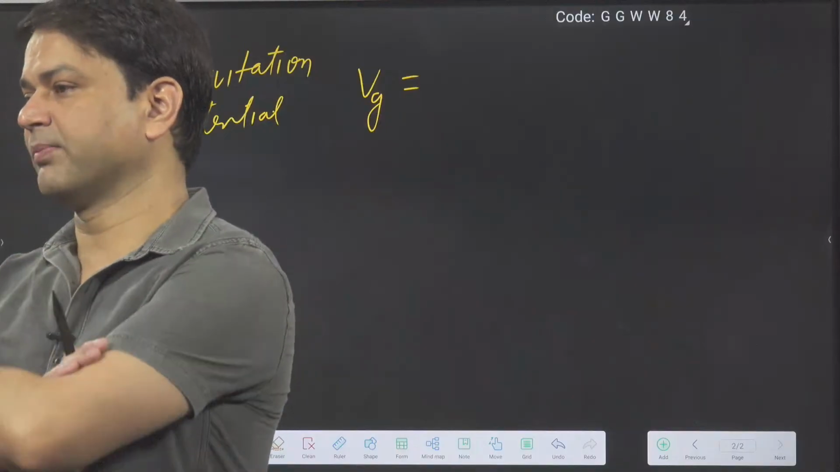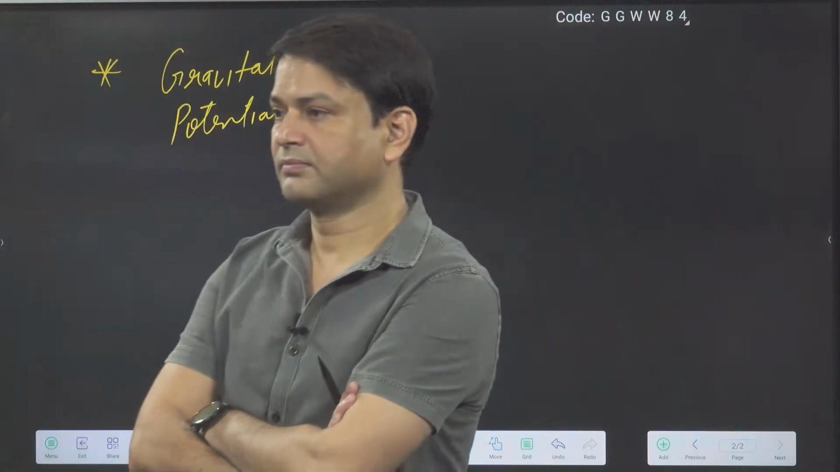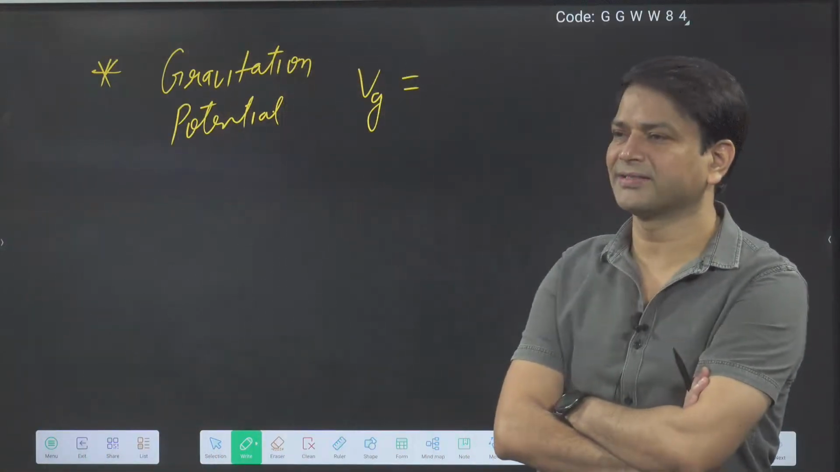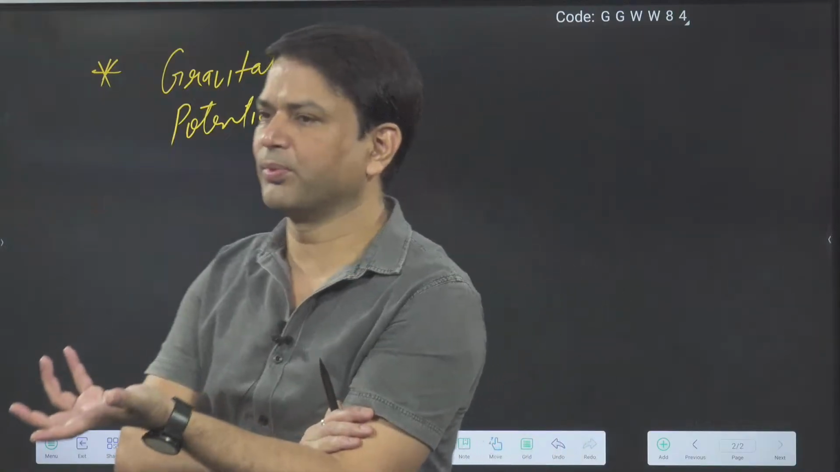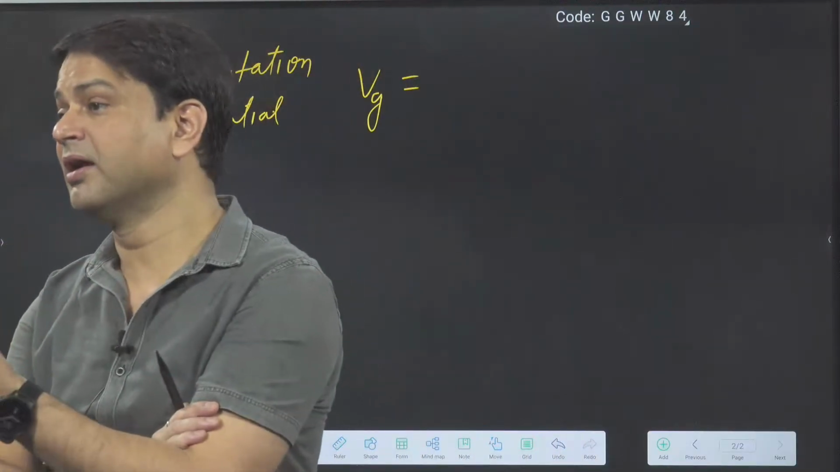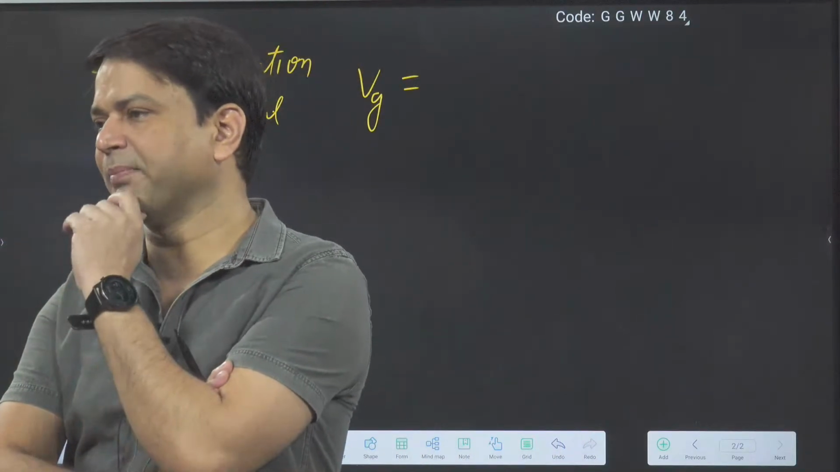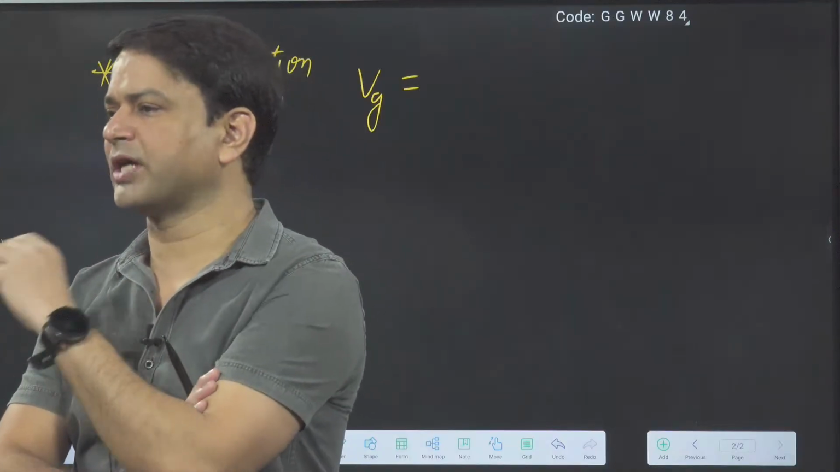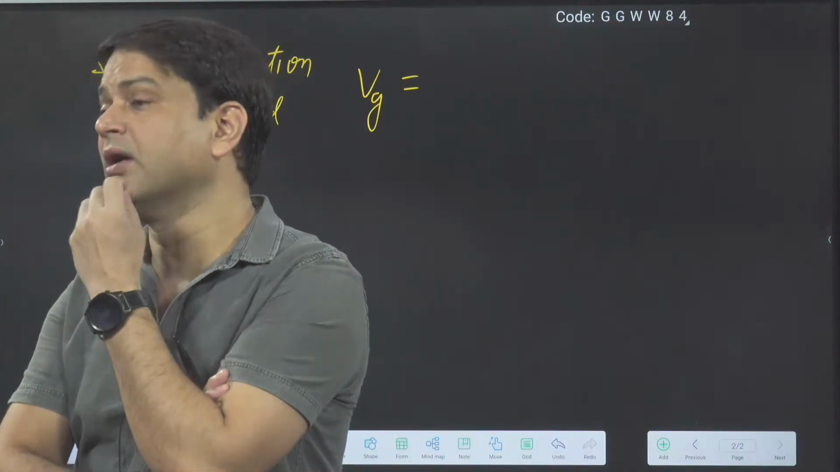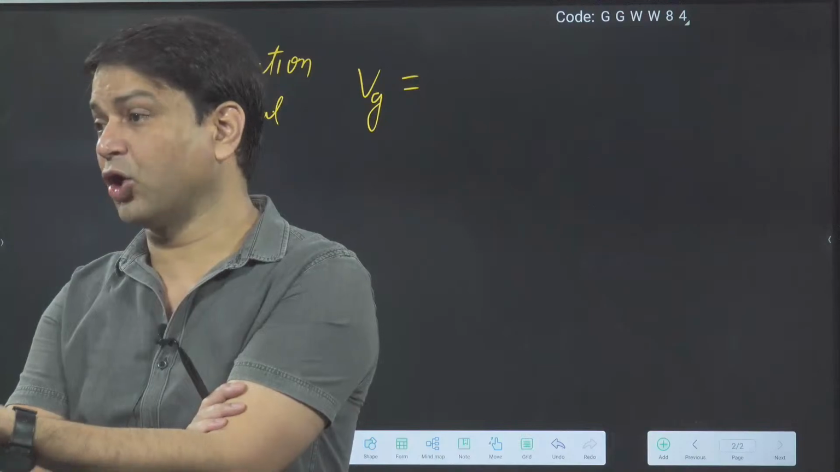Formula of gravitation potential: minus GM by R. The minus sign doesn't matter for the dimension. But suppose you are using GM by R. Similarly, what is electrostatic potential? Electric potential is 1 by 4 pi epsilon naught into Q by R.